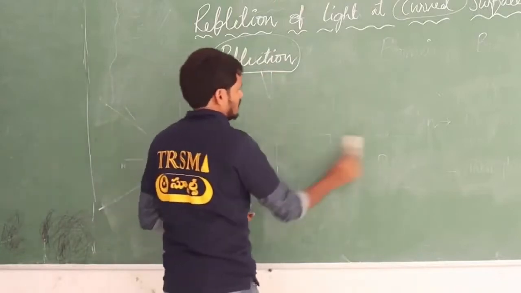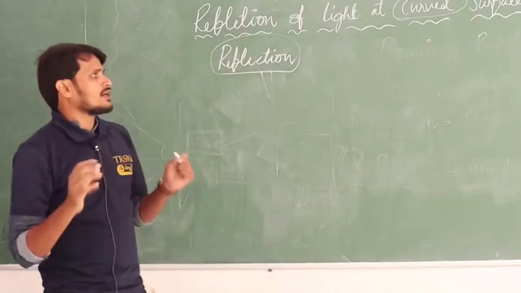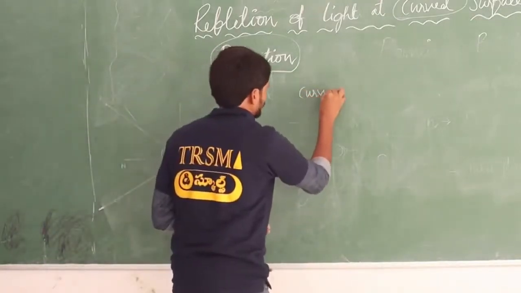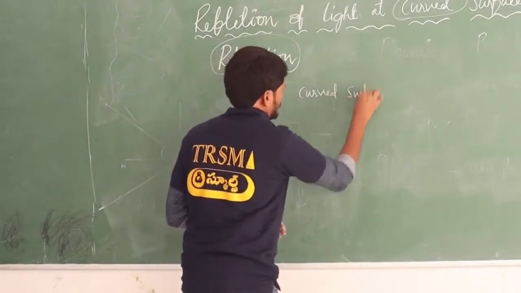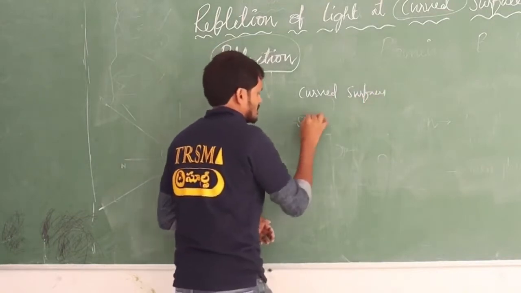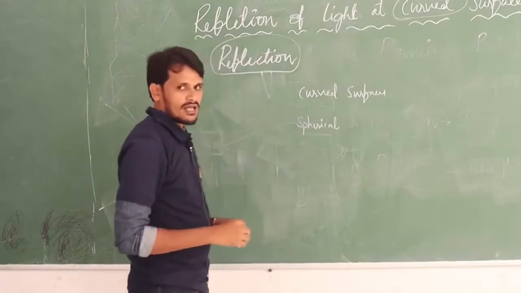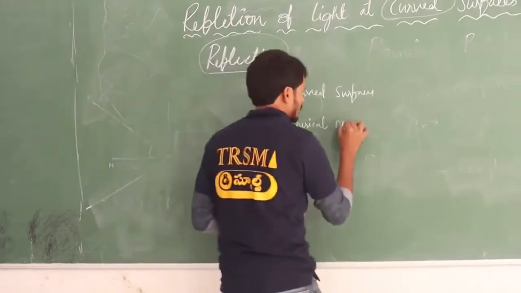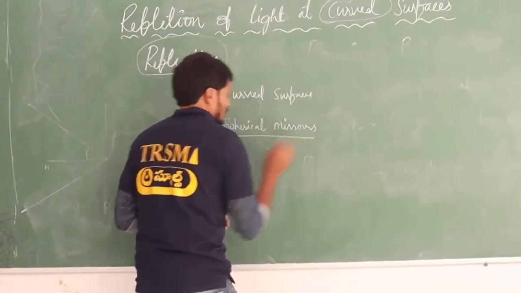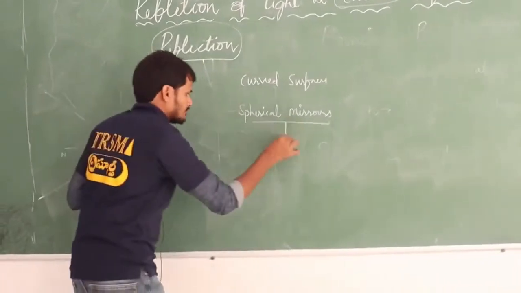Before explaining reflection on curved surfaces, let's see what curved surfaces are. These curved surfaces are also known as spherical mirrors. There are 2 types of spherical mirrors, so let's see what they are.